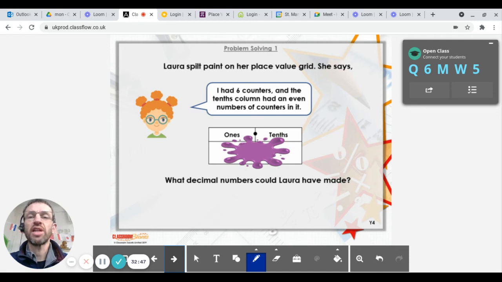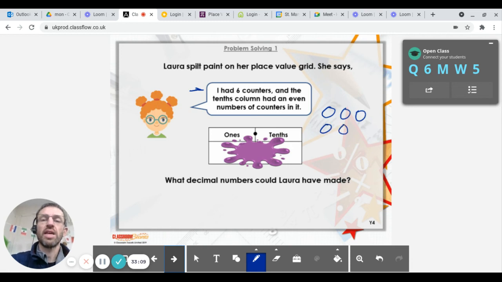Laura spilt paint on her place value grid. Now this is what Laura's saying, okay? I had 6 counters, and the tenths column had an even number of counters in it. Which decimal numbers could Laura have made? So we've got the tenths column, and she had 6 counters altogether. They are on the place value grid, but we don't know exactly where they were because she spilled paint on it. She says the tenths column, so in this one here, had an even number of counters. What numbers could it have been?